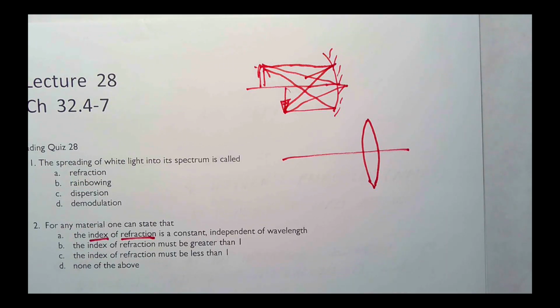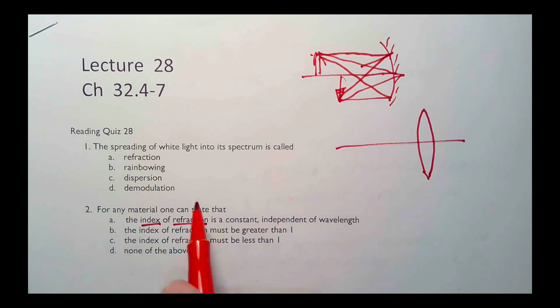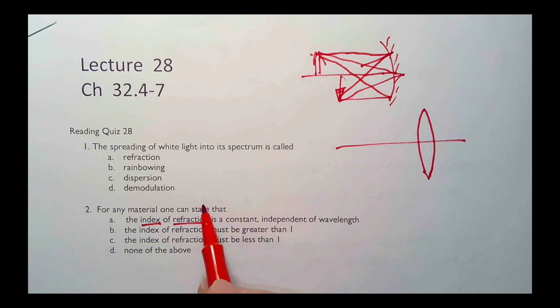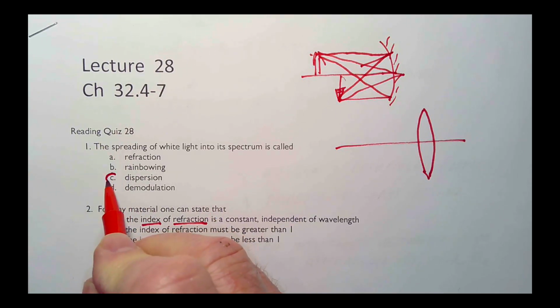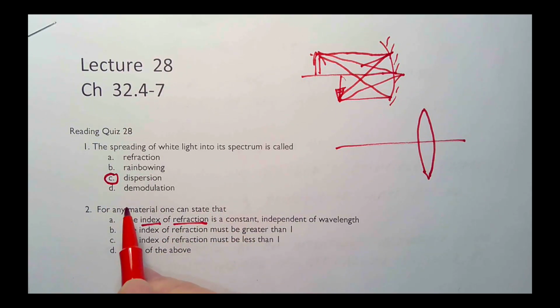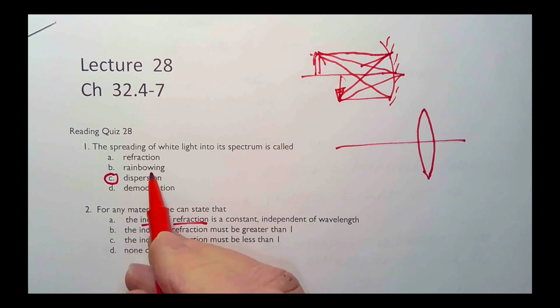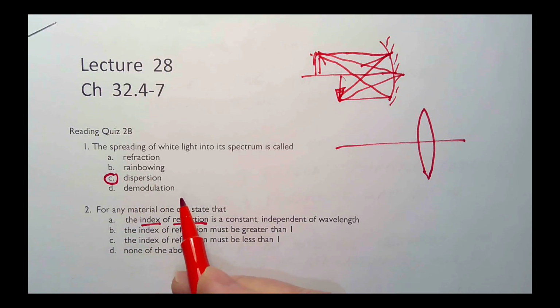Okay, so with that as a kind of a quick introduction, what's the answers here? Spreading of light into a spectrum is called dispersion. It makes a phenomenon in nature called rainbows, but that's because of dispersion.